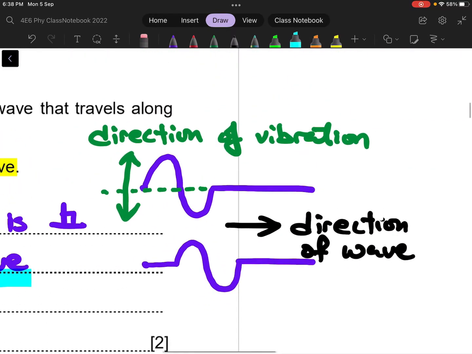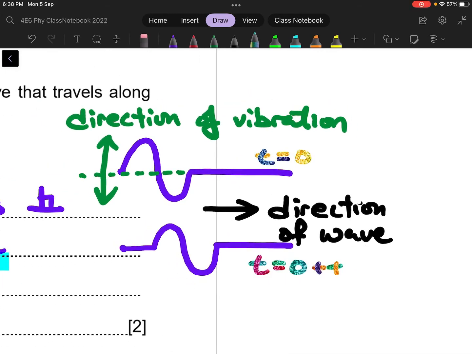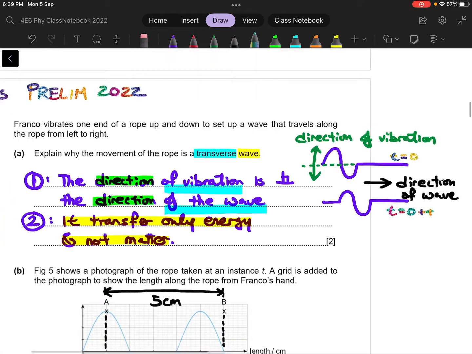Direction of the wave refers to how the crest moves. For example, at time equals 0, I have this particular shape of a wave, and then after a while, you can see that the crest moves to the right. So we say this movement towards the right by the crest is the direction of the wave. You need to know this definition.